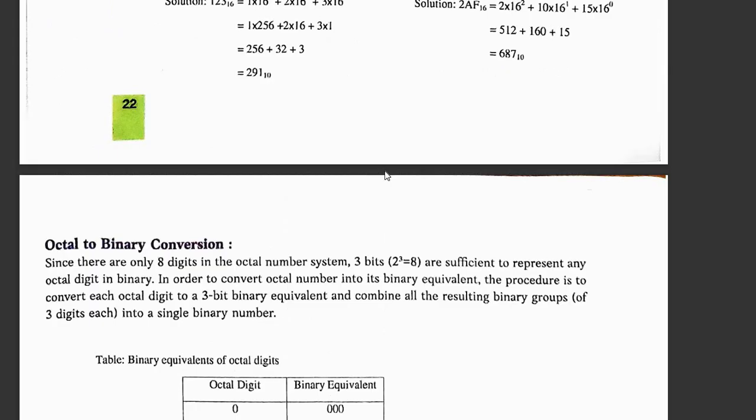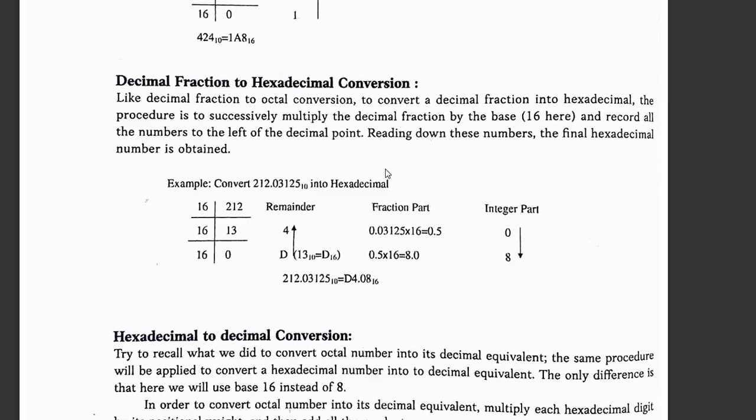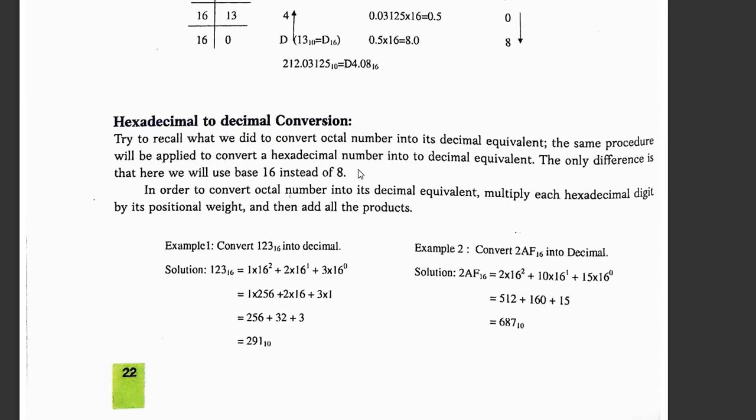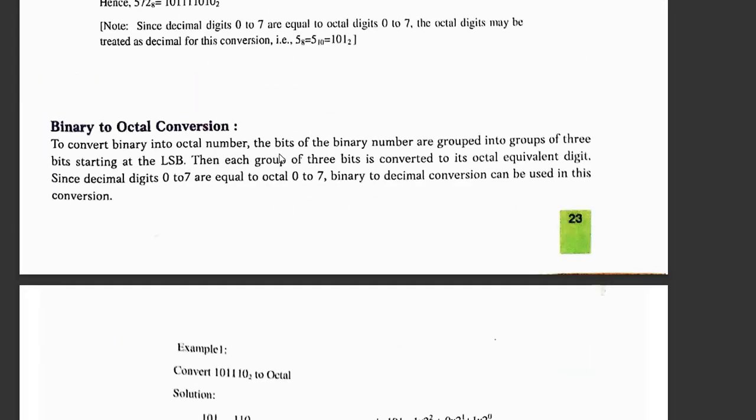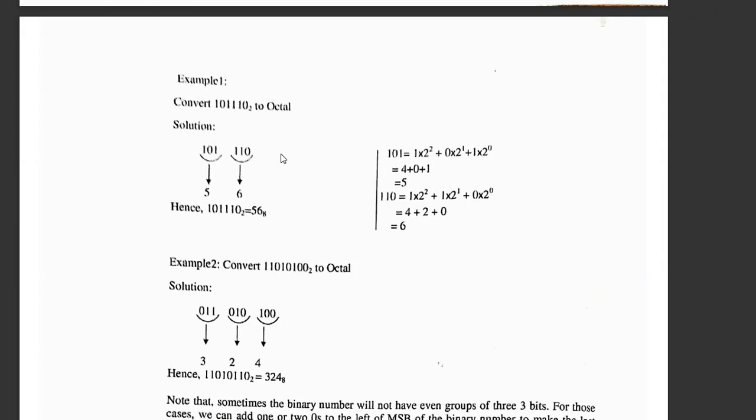In the previous classes we have discussed the conversion of different number systems to other number systems, like decimal to binary, binary to decimal, decimal to octal, octal to decimal again, decimal to hexadecimal and hexadecimal to decimal. Today in this class we will be discussing octal to binary conversion, then hexadecimal to binary conversion, and back to octal and hexadecimal from binary.